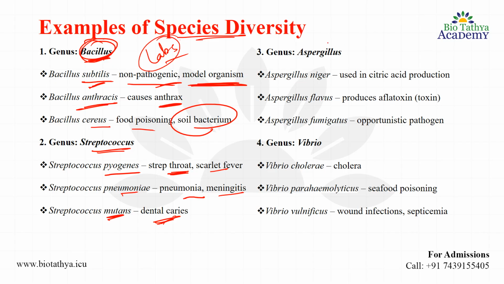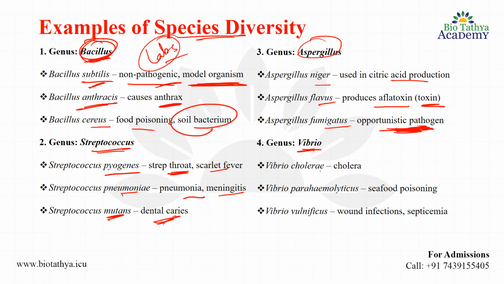If we talk about the genus Aspergillus, niger is used in citric acid production. Flavus can produce aflatoxin, a toxin. Fumigatus is an opportunistic pathogen, that is, when it gets the opportunity, it can cause harm.